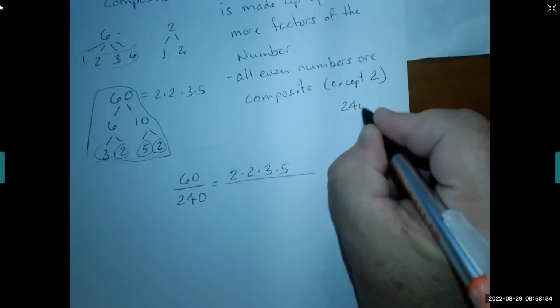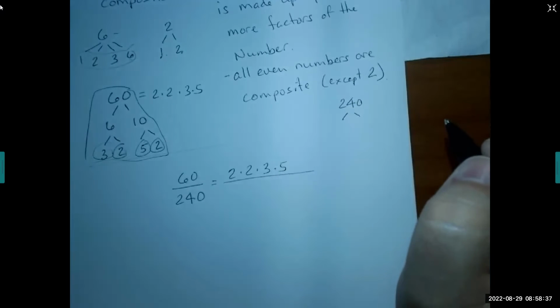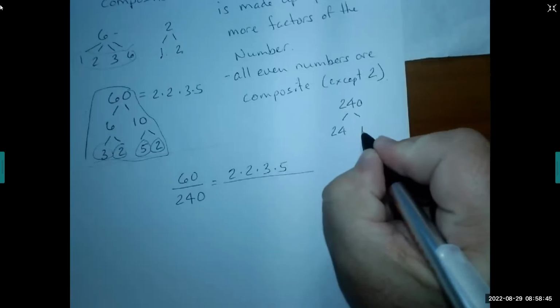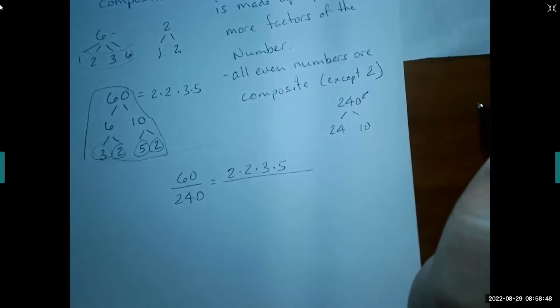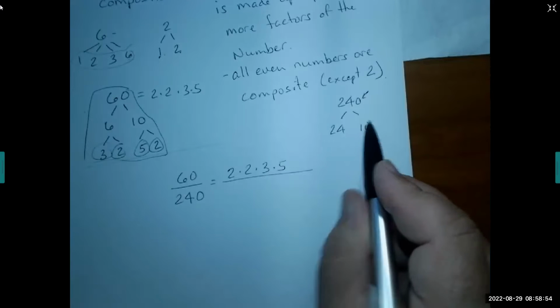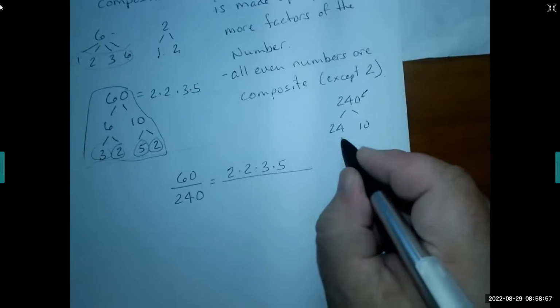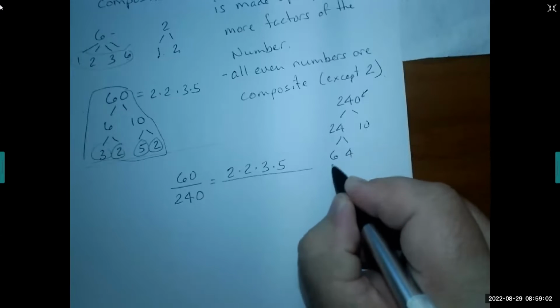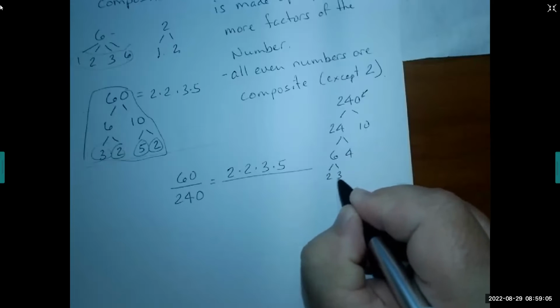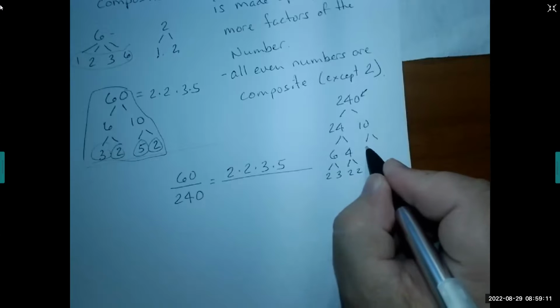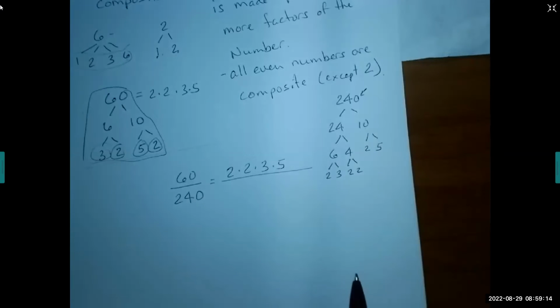What's 240 made up of? Yeah, 24 and 10. If a number ever ends in 0, it's a multiple of 10. So we have 24 times 10. What's 24 made up of? 6 times 4. What's 6 made up of? And 4? How about 10? 3 times 5, yeah.